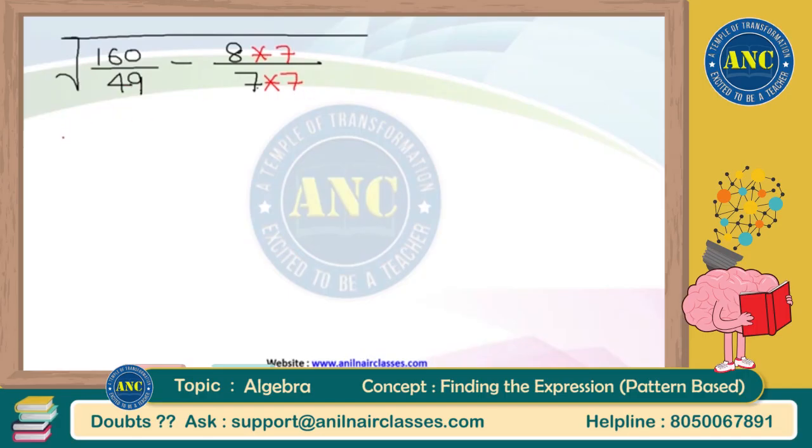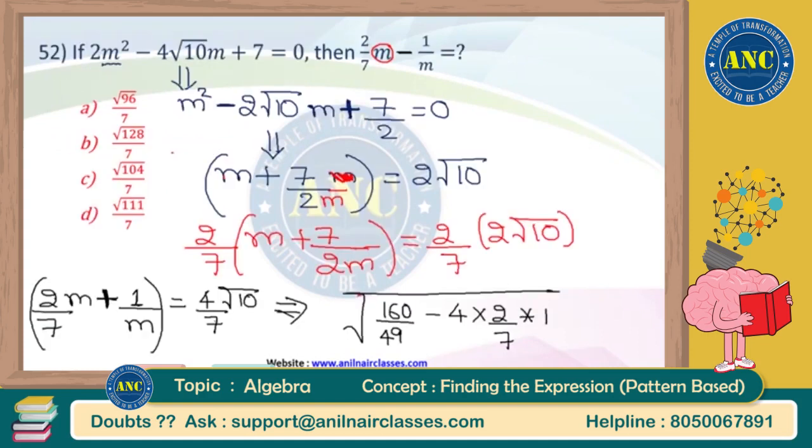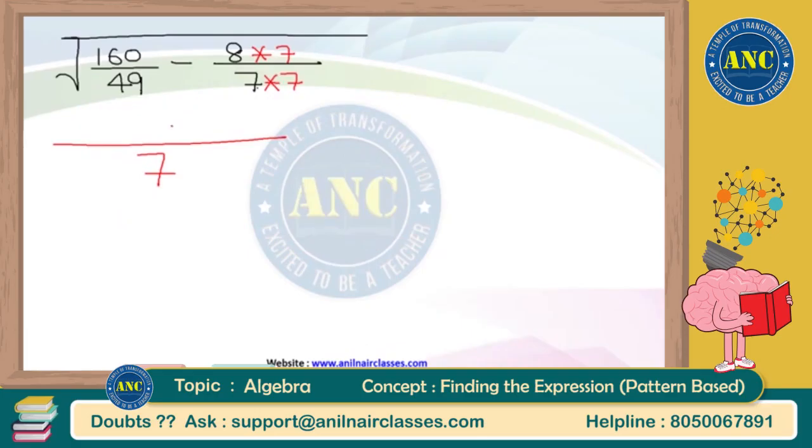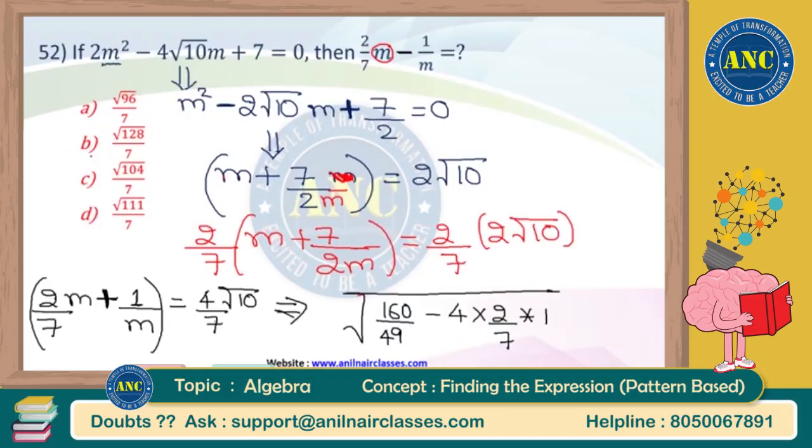Square root of 49 is 7, so the denominator should have 7. But all the 4 options have denominator 7, so I cannot stop at this point. The numerator is nothing but square root of 160 minus 56, which is 104. The final answer for this question is square root of 104 by 7, which is option C.